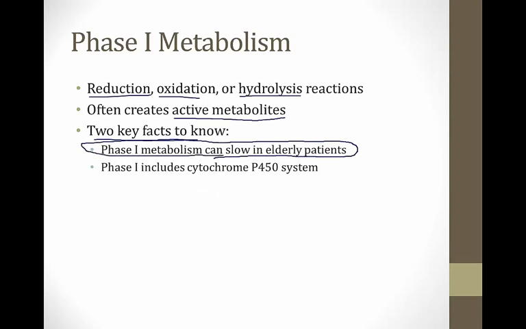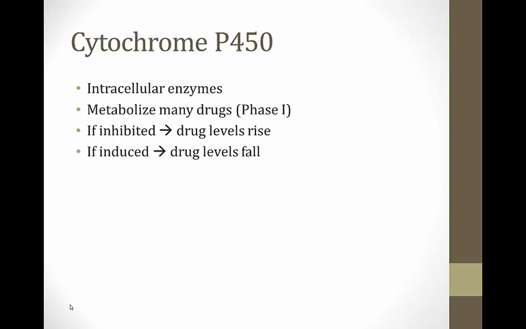And then the second thing that's important to know about phase 1 metabolism is that this includes the very important cytochrome P450 system, which we'll talk about now. The cytochrome P450 system is a collection of intracellular enzymes that metabolize many drugs as part of phase 1. The clinical problem that comes up with the P450 system is that there are many drugs that inhibit or induce it. So you can imagine that patients are often on more than one drug.